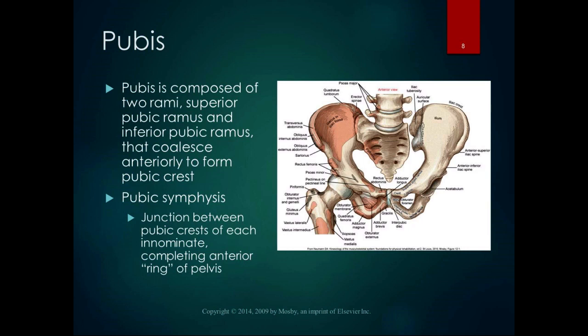That pubic symphysis is one of those amphiarthrotic joints that has the fibrocartilage. It allows for a little bit of motion, and it resists compressive forces. So there's definitely motion in your pelvis when you're walking and when you're standing. And so that pubic symphysis is a shock absorber for that.